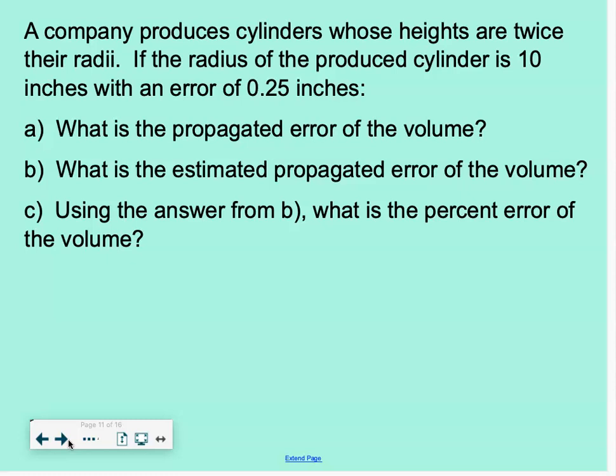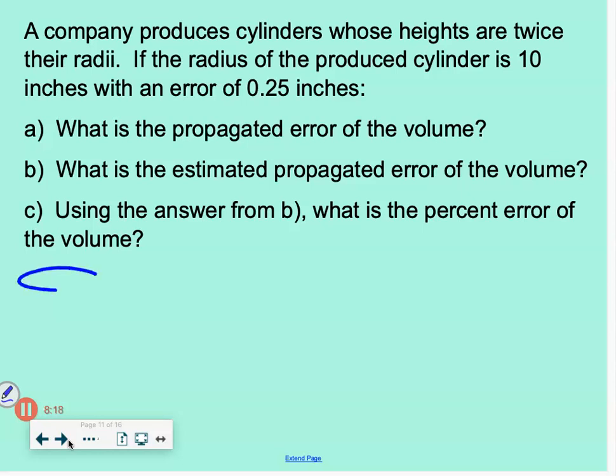All right, so we're just going to do one together, using just single variables, and then we'll start bridging into where we're going today. A company produces cylinders whose heights are twice their radii. If the radius of the produced cylinder is 10 inches with an error of 0.25 inches, what is the propagated error of the volume? So that's the error in the volume based on the error in the radius.